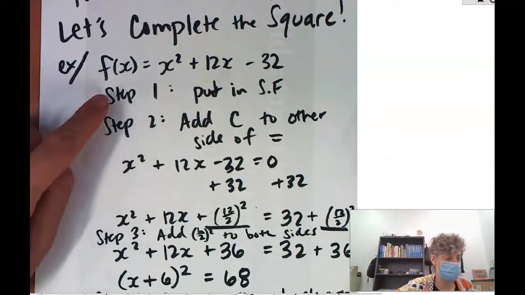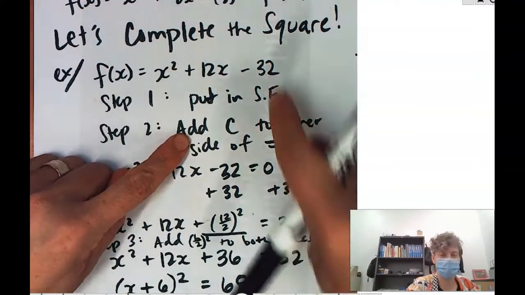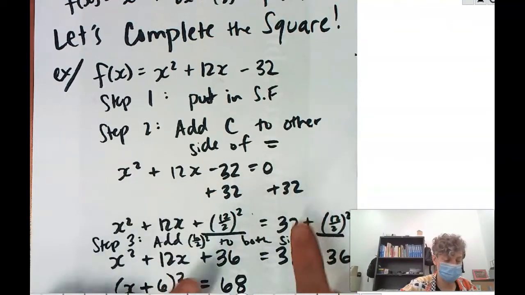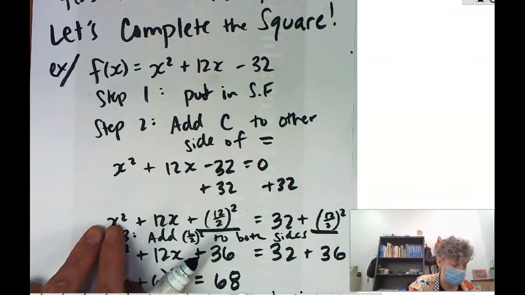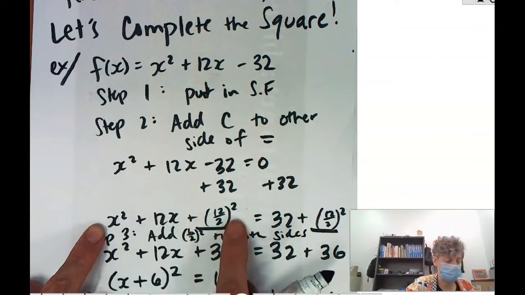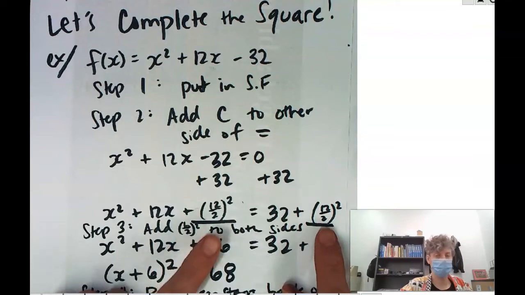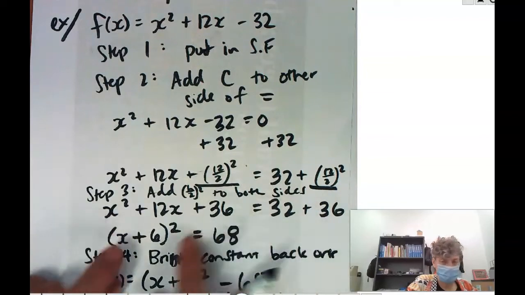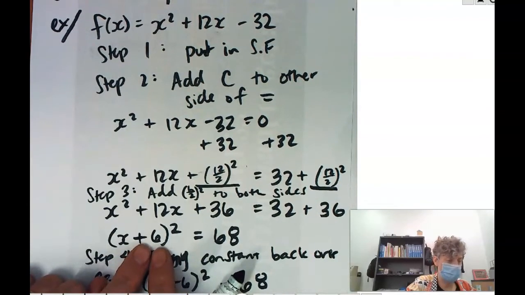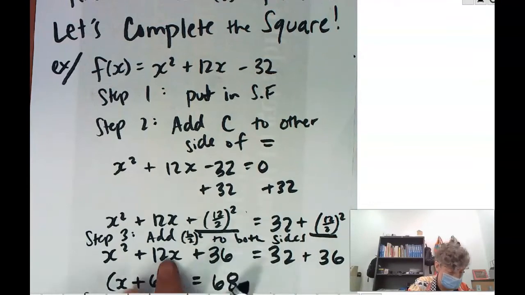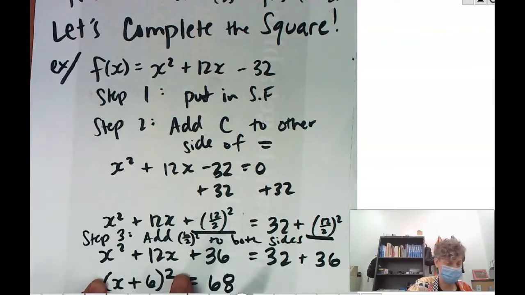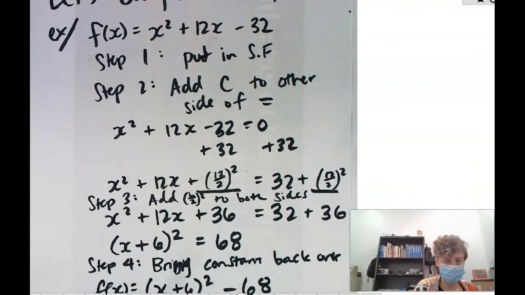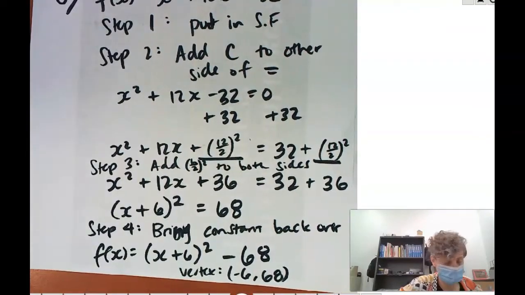Let's loop back. What were our steps? Made sure it was in standard form. We added the c term to the other side of the equation. We moved that guy to the other side. When we did so, we left a little blank. We then made this into a perfect square trinomial by adding (b over 2) squared to both sides of the equal sign, which then factored right into x plus b over 2, all of that squared. And we brought our constant back over to get this into vertex form.